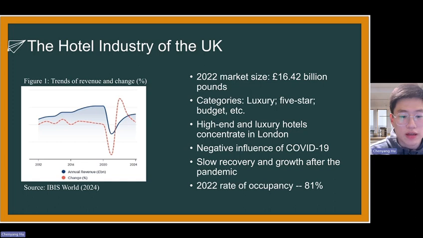In 2020 and 2021, because of the negative influence of COVID-19, the rate of occupancy in the months was low, while in 2022, the figure was 81%, showing an increase. There are some trends in the hotel sector of the UK, including slow growth, the increase in online searching, and growing environmental awareness and environmentally protective hotels.